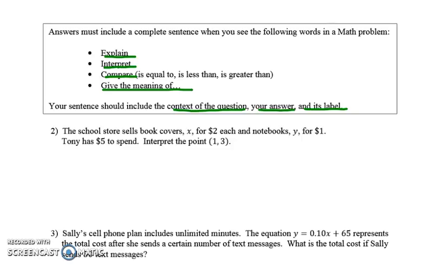It says the school store sells book covers X for $2 each and notebooks Y for $1. Tony has $5 to spend. Interpret the point 1, 3. Okay, I think what I'm going to do is I'm going to draw a little graph over here. Okay, and we know that this is going to be my Y and we know that this is going to be my X. But according to the word problem I just read, what is my label for my X-axis?